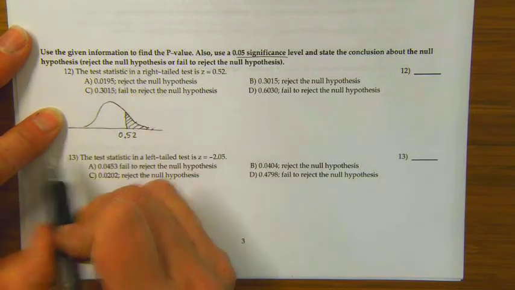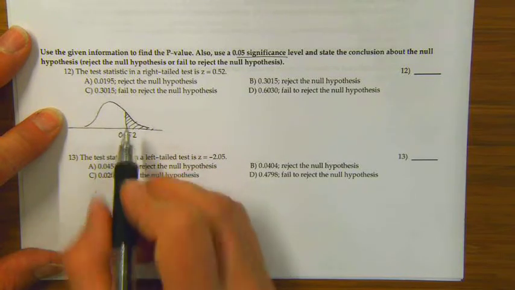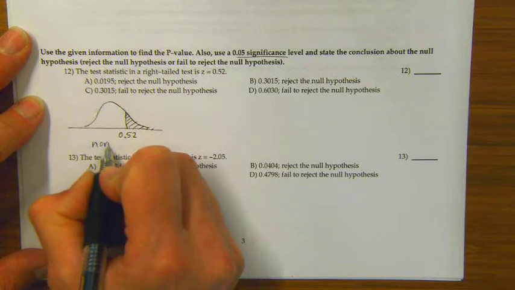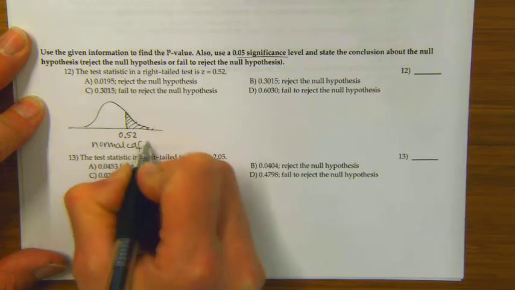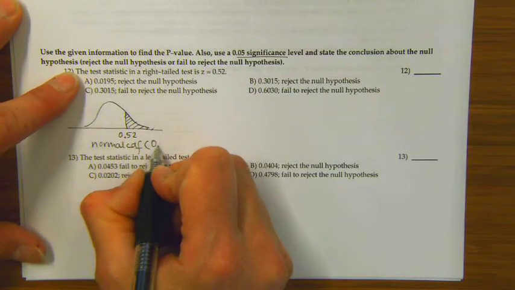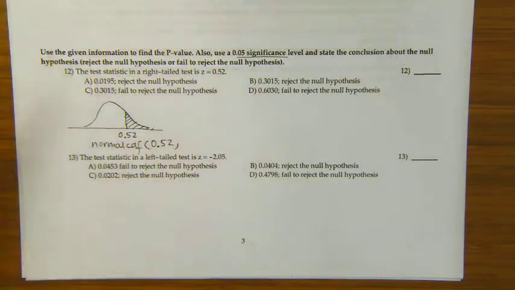Inverse norm is to find critical values. We're not finding critical values. We actually have a z-score given. Normal CDF. So it's really important to know which one to use for which. So with normal CDF, our area starts at 0.52. It goes up to a very large number.